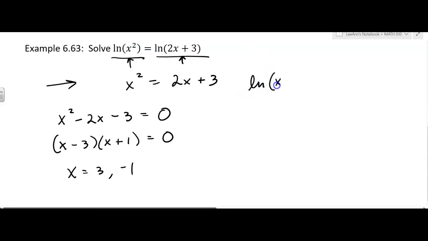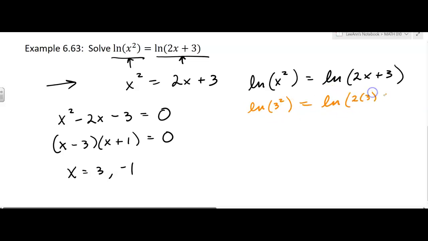Natural log of x squared equals natural log of 2x plus 3. And what we're checking to see is if we put in a 3, and since I have two logarithms, I'm putting 3 in both places. But is this a positive number for the argument? Yeah, 9's positive, so that one's okay. Now, 2 times 3 plus 3, is that positive? Yeah, that's positive. So the 3 is okay.